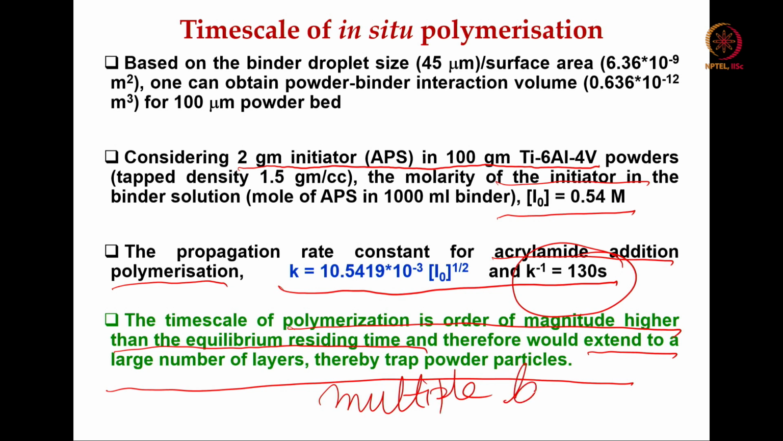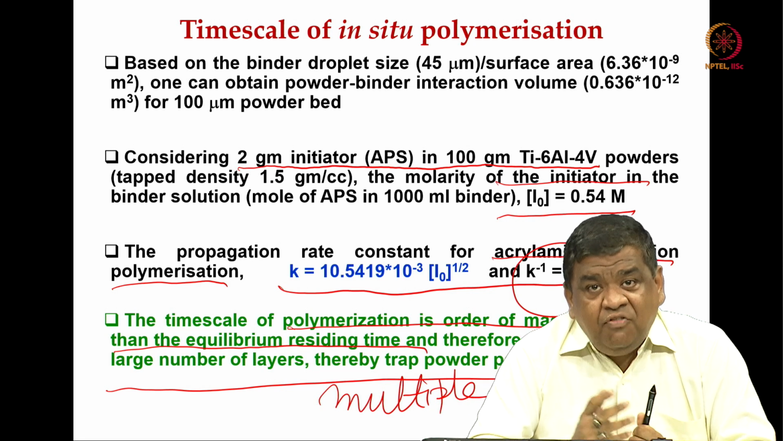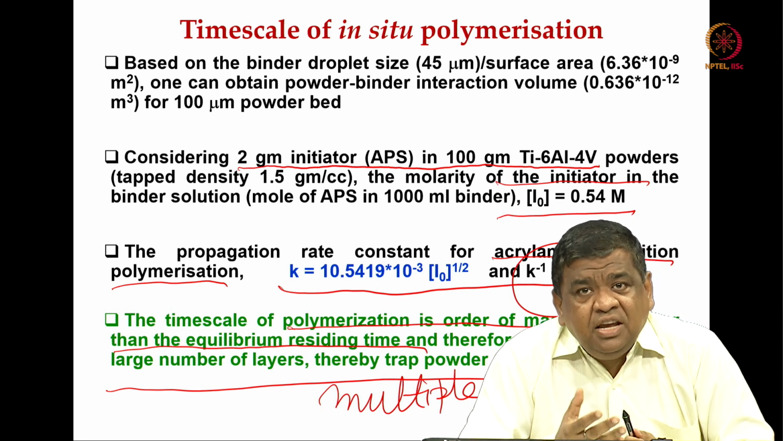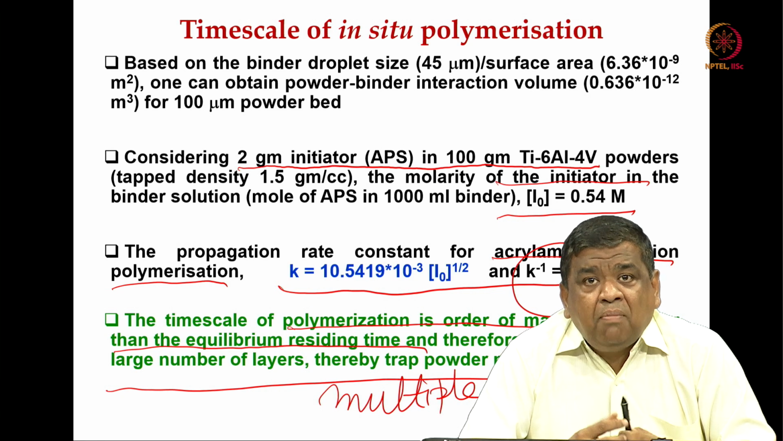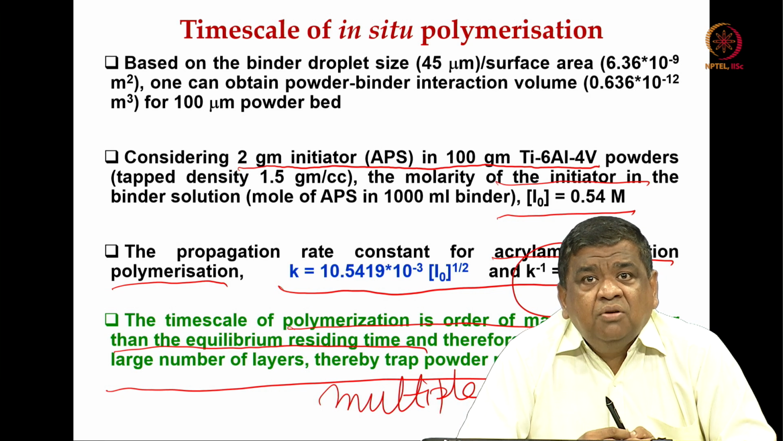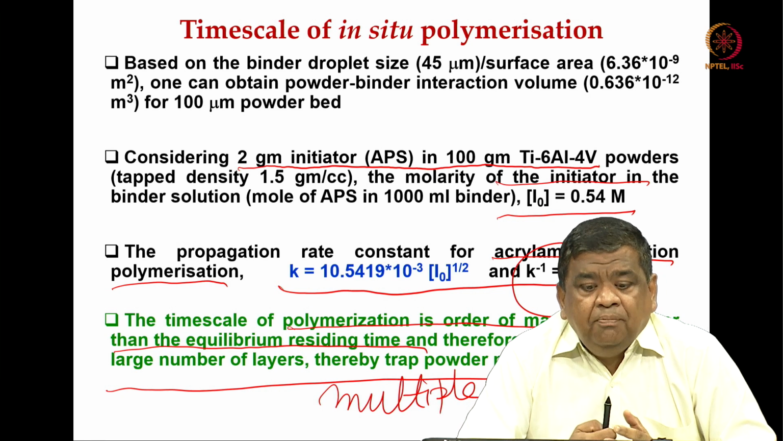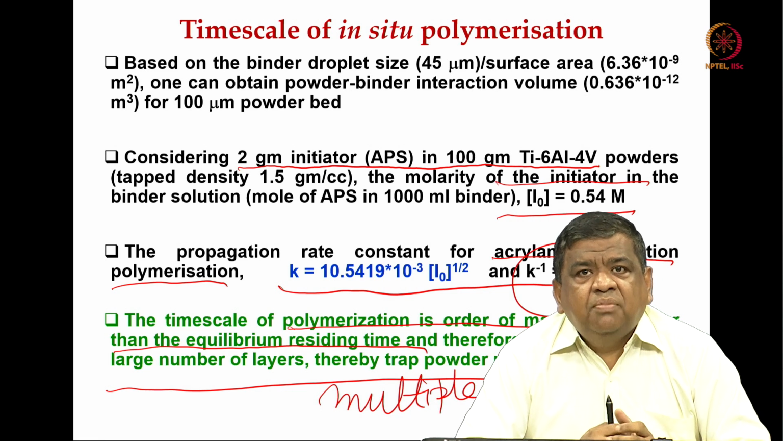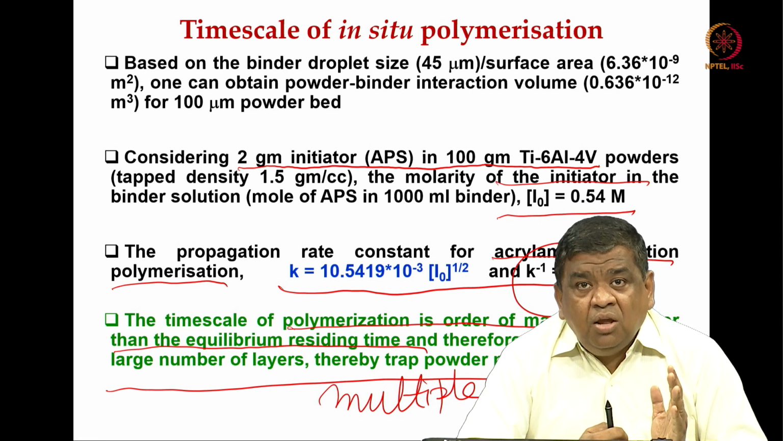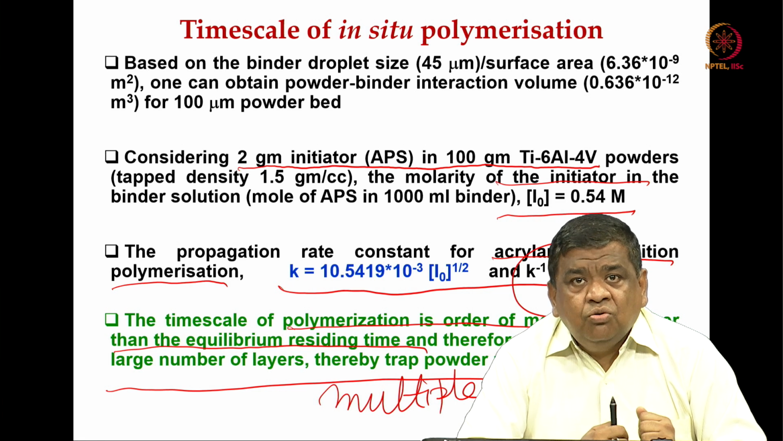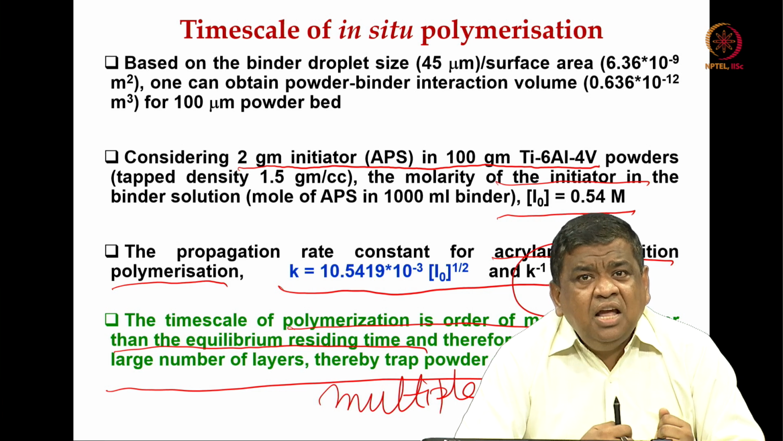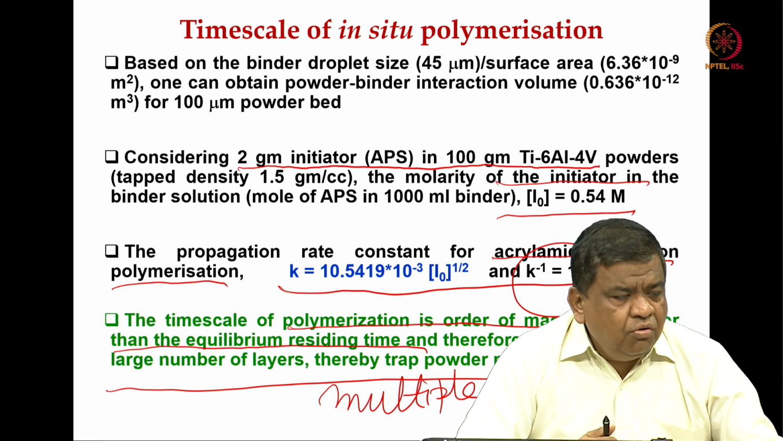And the more layers that this polymerization extends to, the greater will be the ability of the ink to infiltrate and also to bind the powder particles. So, the binding efficacy of the in situ polymerizable ink will be higher if the addition polymerization extends over a much longer time, so that it is able to extend to more layers.